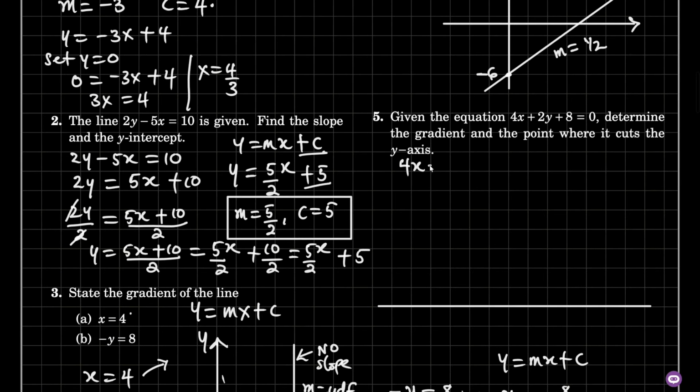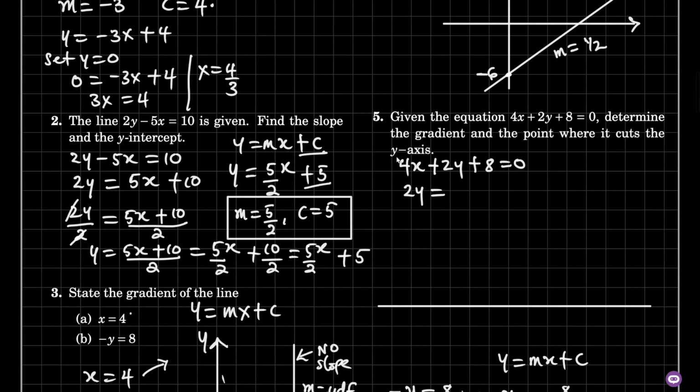4x minus 2y, plus 2y plus 8 is equal to 0. So all we need is y on one side and every other thing on the other side. So we can let the 2y we have here remain.